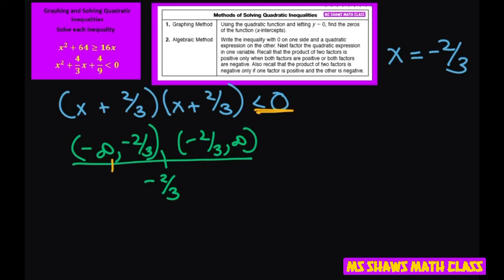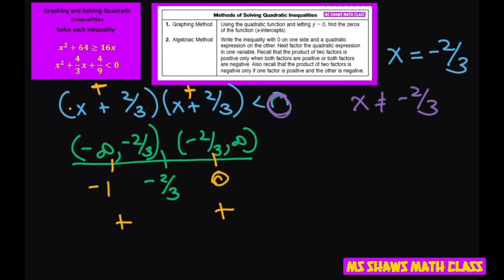So let's plug in negative 1. If I plug in negative 1, this is going to be negative, and a negative, that's going to be positive. Let's plug in 0. If I plug in 0 for this one, I'm going to get positive times a positive gives you positive. So as we notice, if I plug in negative 2/3, I get 0. So x cannot be negative 2/3.